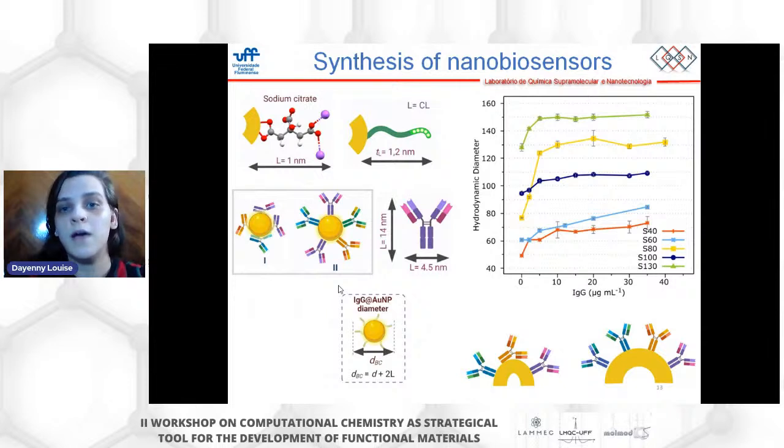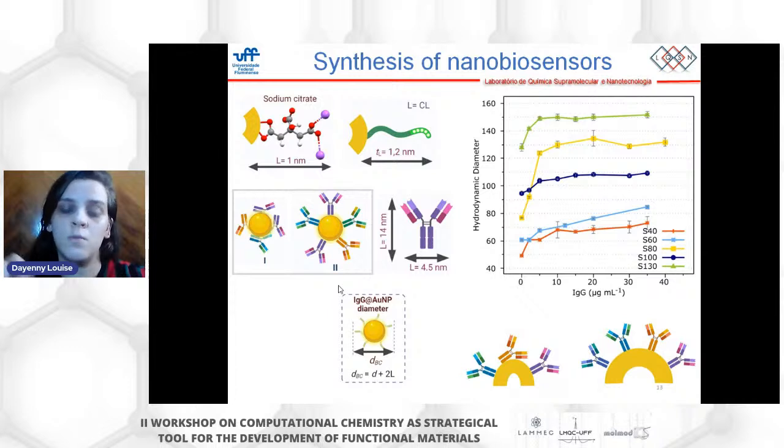So here we have the study that we did on changing the amount of antibodies that we added to the synthesis. It's important to study this part because the amount of IgG is the amount of active sites that can be interacting with the S protein further on in the immunoassay tests.